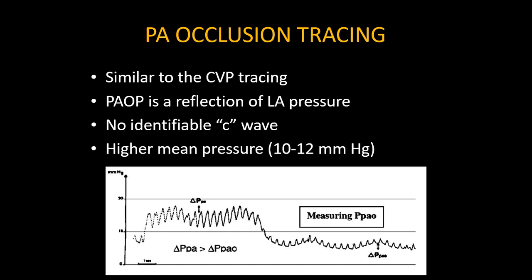The occlusion tracings are similar to the CVP tracing. Pulmonary artery occlusion pressure is a reflection of left atrial pressure. There is no identifiable C wave here, and a high mean pressure of 10 to 12 sometimes could be there.